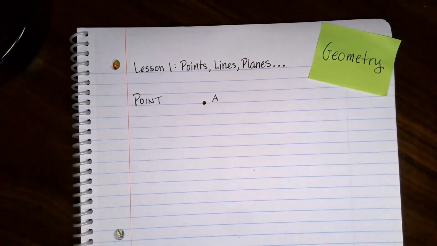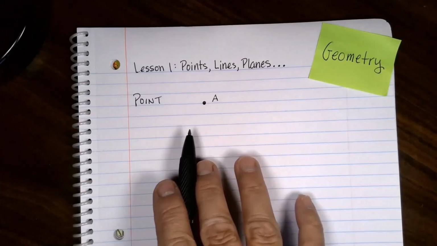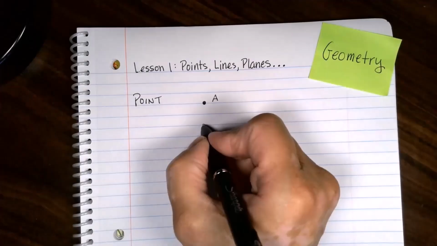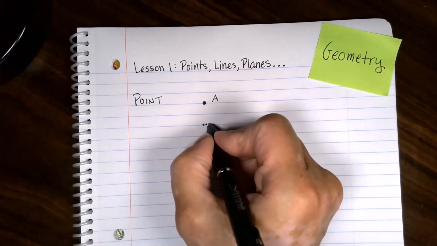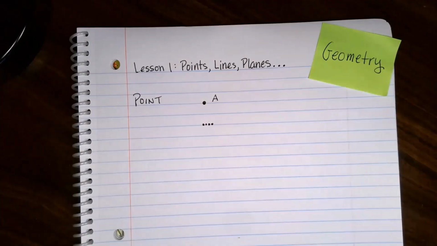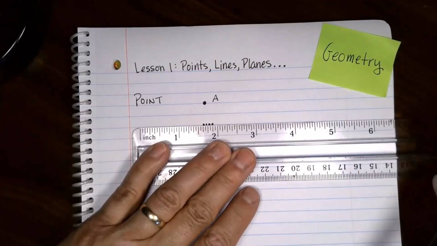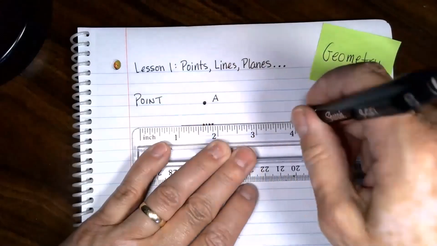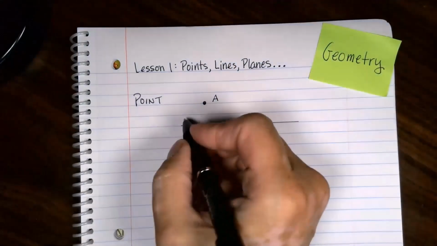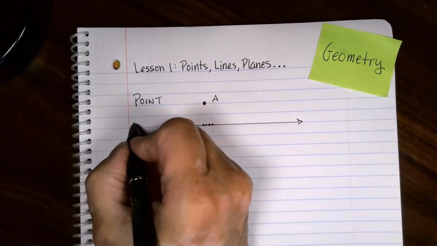If you imagine you take an infinite number of points and put them all together side by side by side by side, but really, really close together, you would get a thing that looks a little like this, going forever and ever in both directions. So we put arrows on both ends, and that would be a line.